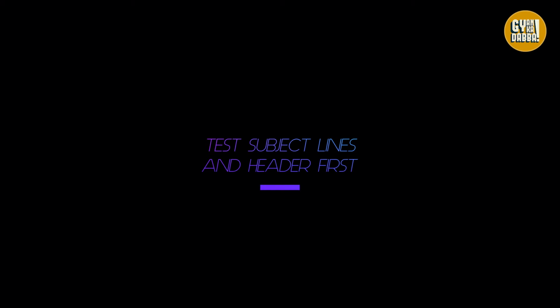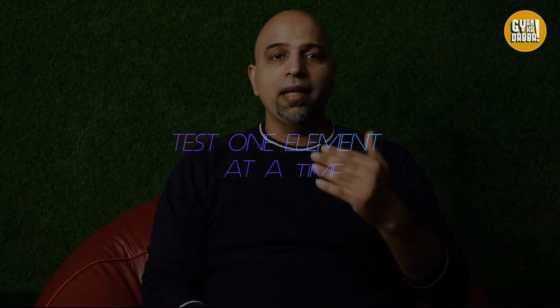Now there are 6 pro tips for testing which one must follow according to us. And they're as follows. So the first tip is start simple. Test subject lines and headers first. It doesn't take a lot of time or creative work to come up with a few simple variants, and the returns can be significant. The second tip is that test one element at a time.